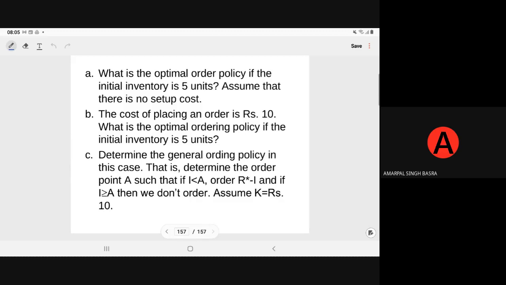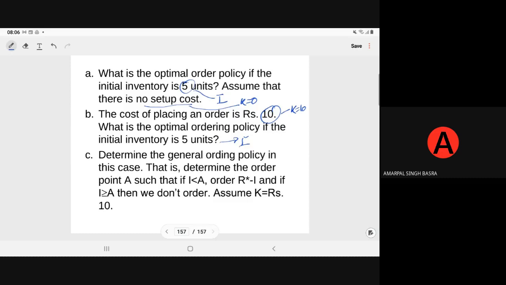So initial inventory is given to you as 5 units, which means I is 5. And no setup cost means K is equal to 0. In the second part, the cost of placing an order is rupees 10. What is the optimal ordering policy if the initial inventory is 5? In this case, K is given to you as 10 and this is the initial inventory I. Then determine the general ordering policy in this case.